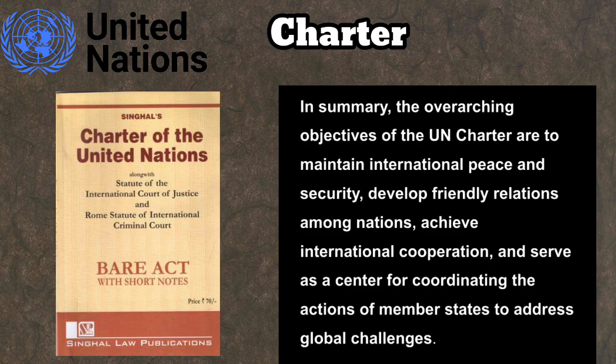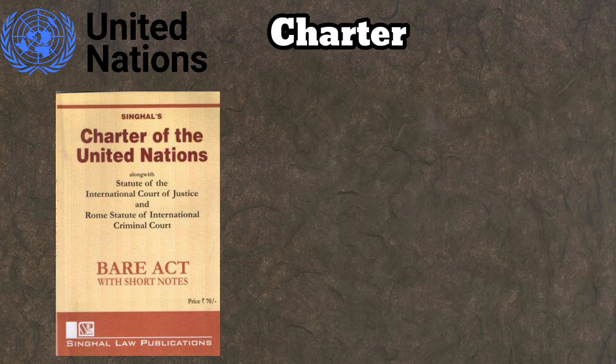In summary, the overarching objectives of the UN Charter are to maintain international peace and security, develop friendly relations among nations, achieve international cooperation, and serve as a center for coordinating the actions of member states to address global challenges.